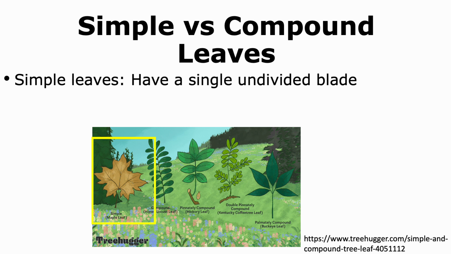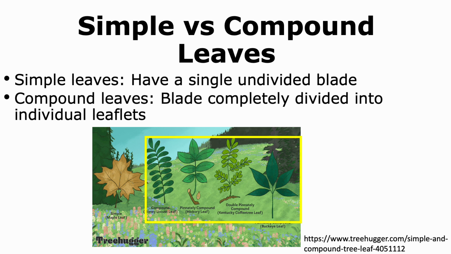Leaves can also be categorized as simple and compound. Simple leaves are those that have a single undivided blade, while compound leaves are those where the blade is completely divided into different parts and each part is called a leaflet.